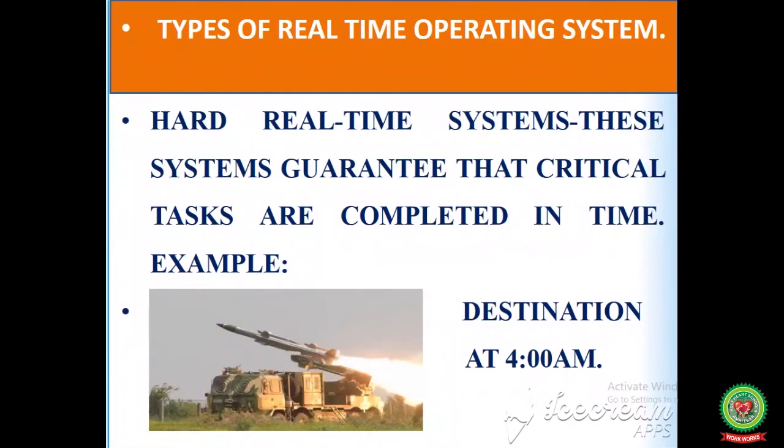The first type is hard real-time systems. These systems guarantee that critical tasks are completed in time. Let's take an example of a defense system. If a country is going to launch a missile to another country, the missile should reach the destination at 4 a.m. to touch the ground, and this is a fixed time. So the missile is launched at the correct time. After launching, the missile reached the destination ground by 4:05 a.m. because of poor system performance. So the destination is changed from one place to another place or even to another country. So a hard real-time operating system should meet the deadline.